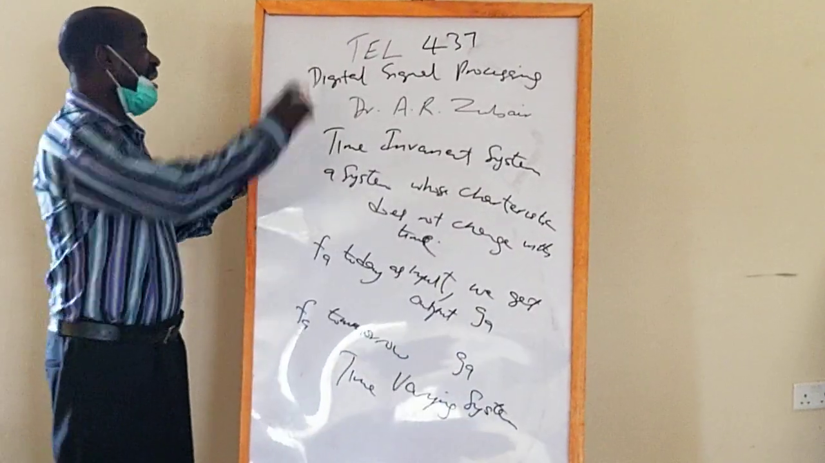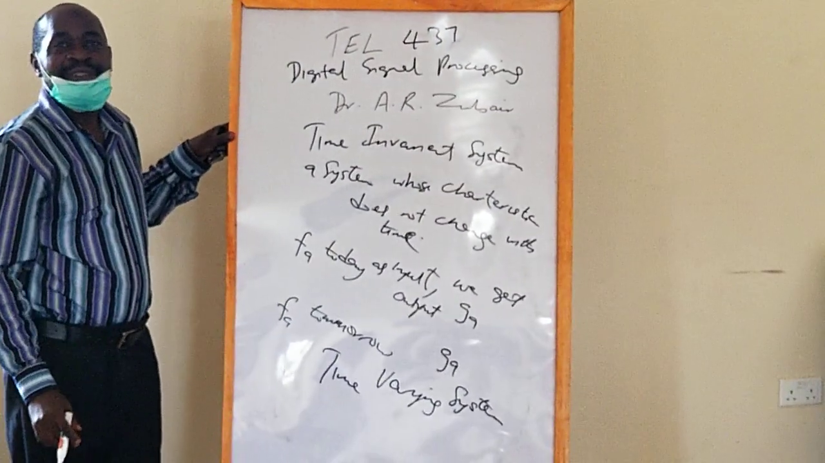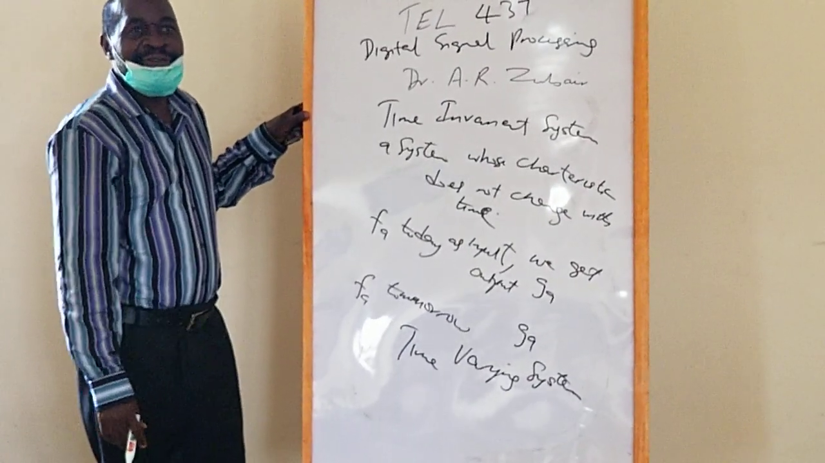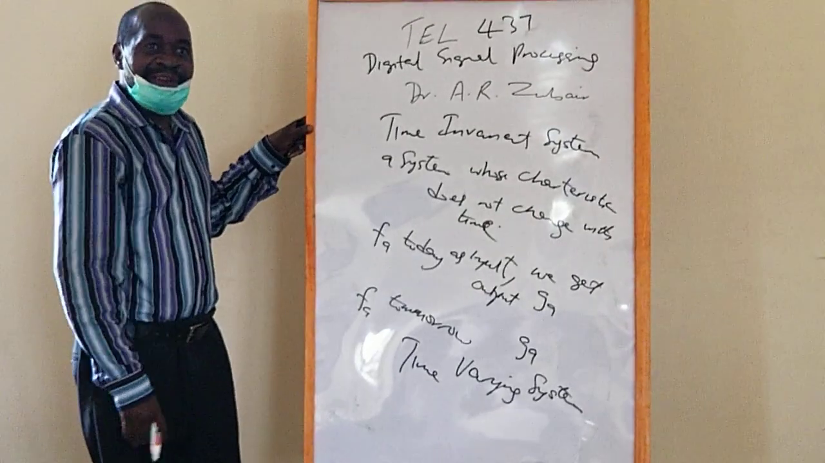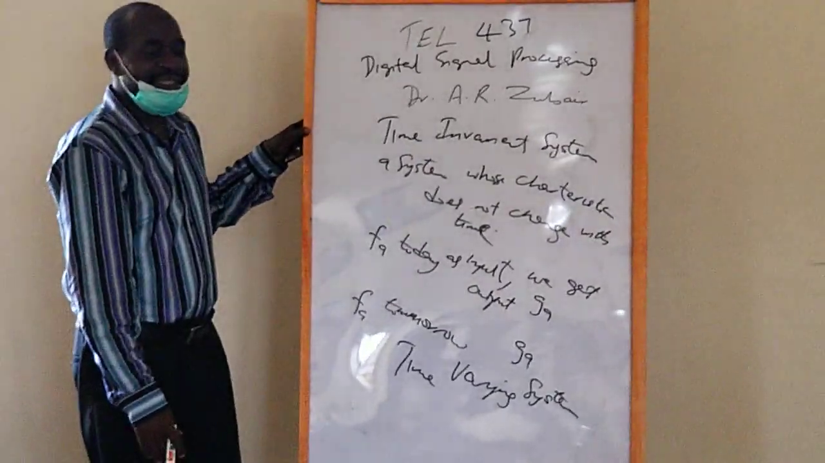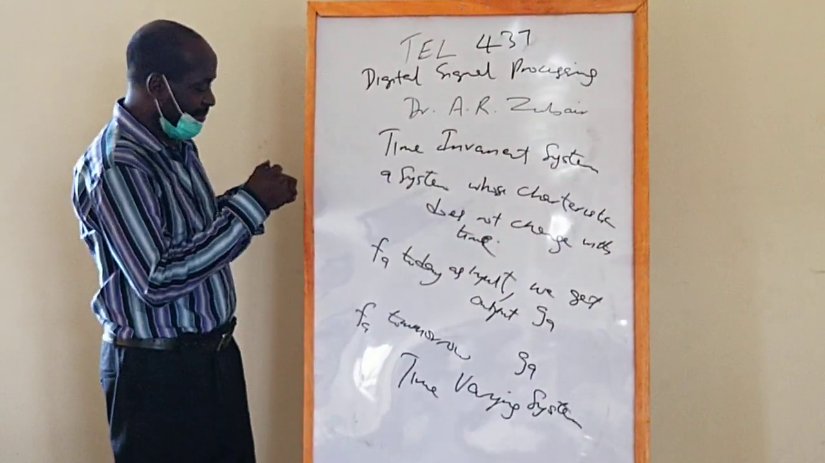For example, the dollar is not a time invariant system. From 10 years ago, $1 would give you 150 naira. Now today, $1 will give you about 450 or whatever. That means it is not a time invariant system. It is a time varying system.